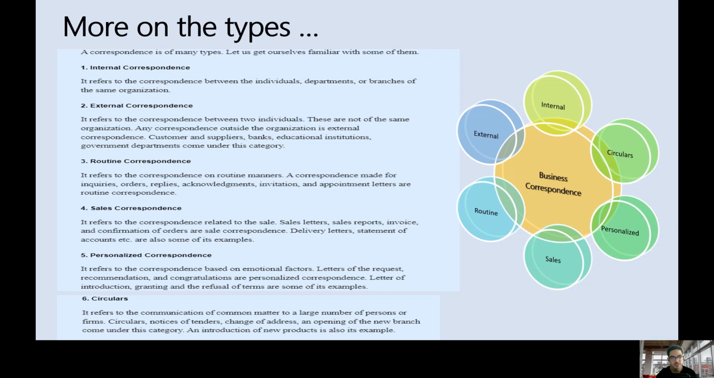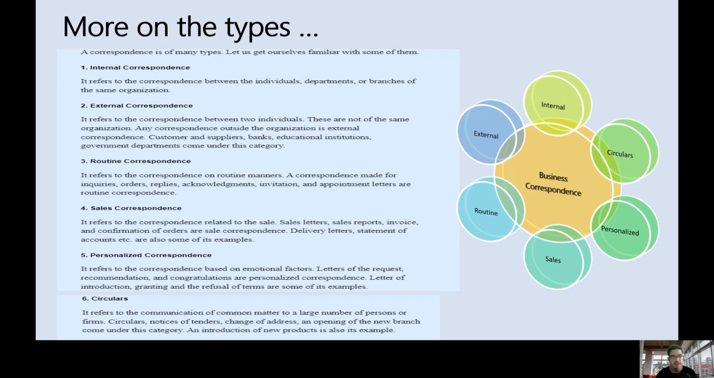So internal correspondence. This is the correspondence between individuals, coworkers, the different departments talking to each other, or the branches in the same company or organization. So remember when I said that when a coworker talks to another coworker, or when a branch is communicating with another branch, this is a form of business correspondence, but it is internal because it is between the same company or institution. Okay, so it's the people that work in the same place.